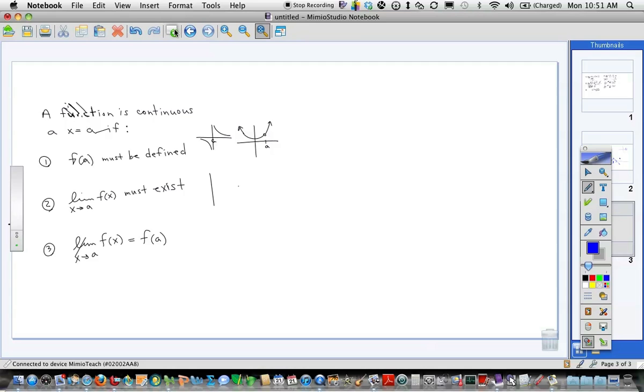Number 2, we could use 1 over x as an example for that one. Does the limit exist at 0? Do the cars meet? No. One car is going up to positive infinity, one's going to negative infinity. So this one, 1 over x, actually violates both 1 and 2. There's no output at 0, and the limit doesn't exist either. Okay?